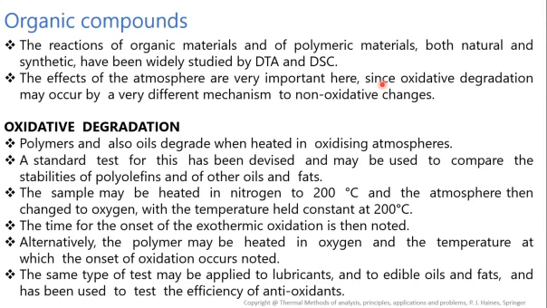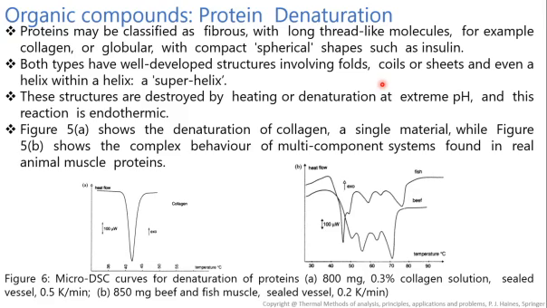Alternatively, the polymer may be heated in oxygen and the temperature at which the onset of oxidation occurs is noted. The same type of test may be applied to lubricants and edible oils and fats, and has been used to test the efficiency of the antioxidants.